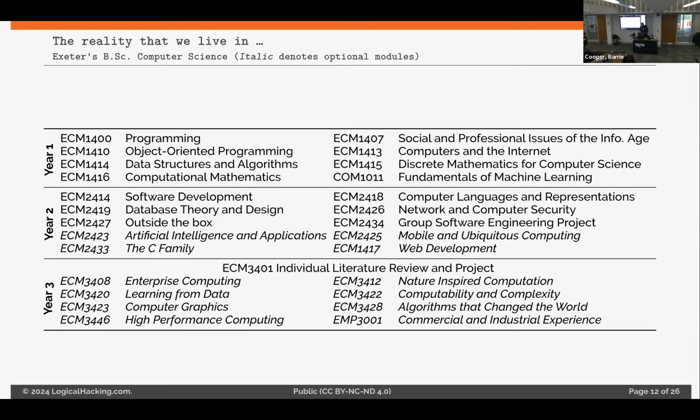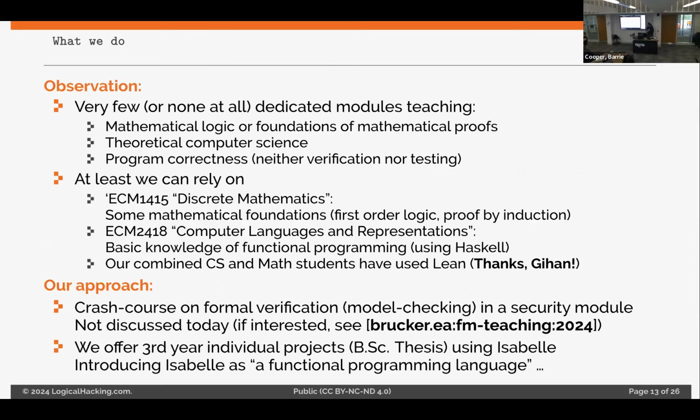We are currently mainly offering Isabelle-based projects. So essentially, we are teaching Isabelle to students that want to do their third-year individual project, as it's called in the UK, with Isabelle, or in other countries, what many people would call the bachelor's project or bachelor's thesis. We also do a little bit of formal methods teaching, more model checking based, in the security module in the second term, but that is not what I want to talk about. We just published a paper about that if you're interested in how to tweak at least some formal content into a module that otherwise teaches security. Feel free to have a look.